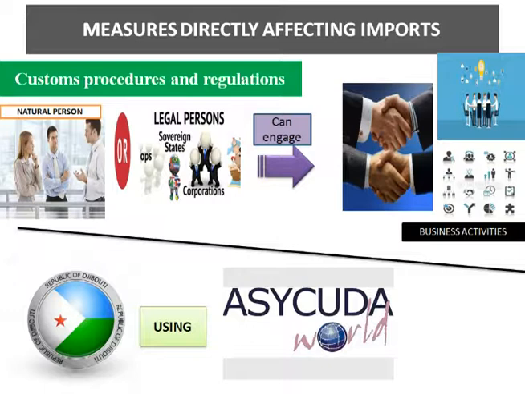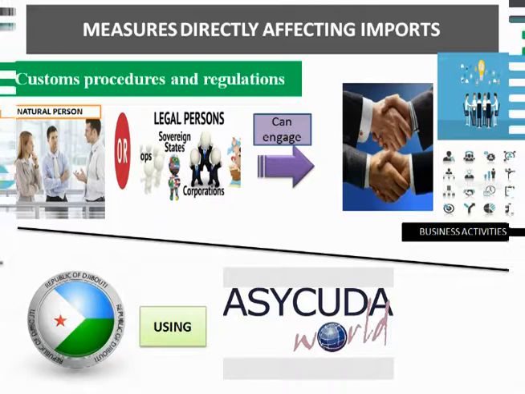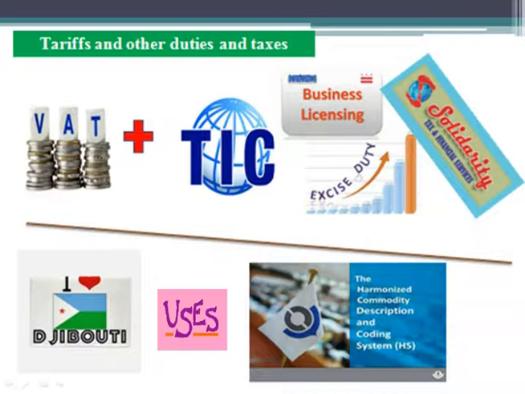It is also stated that Djibouti has been using ASYCUDA World since January 2013 and all import declarations have been made electronically since 2005. Tariffs and other duties and taxes also affect imports. Since 2008, Djibouti has been levying VAT in addition to the other TIC excise duty, a special solidarity tax, a tax on petroleum products, a business license fee, and a general solidarity tax.